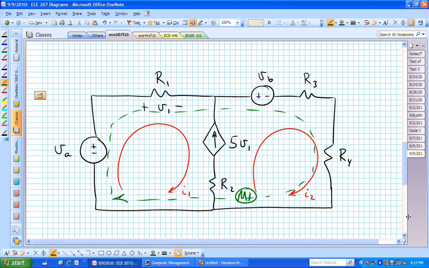Is that clear? But I would probably just keep it this way, and then at the end, I would say, oh, I have 5 V sub 1 equaling I2 minus I1. I need to get rid of V sub 1. Oh, it's clear. V1 is R1 I1. Let me use that now in that V sub 1 placeholder location.